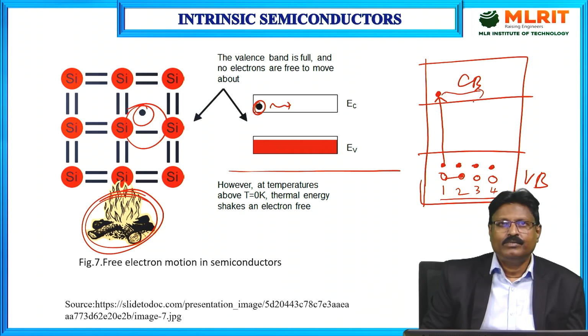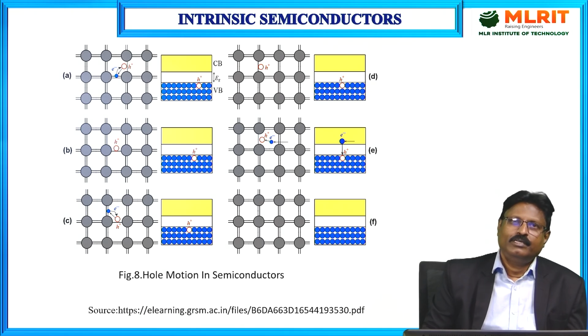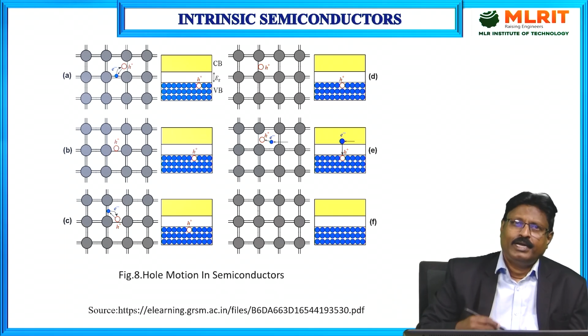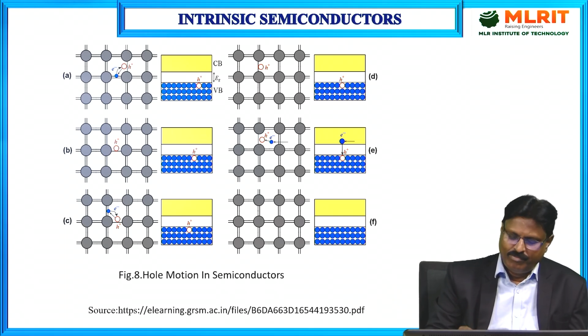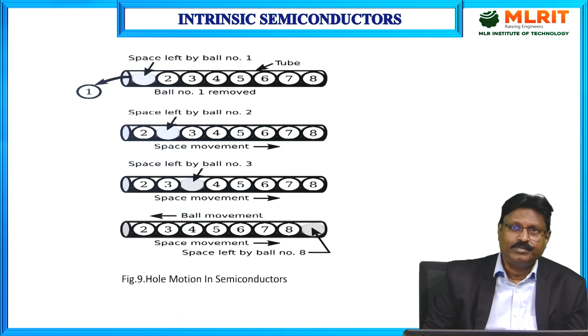So the total conductivity in the intrinsic semiconductor is by the movement of free electrons in the conduction band and by the movement of holes in the valence band. The contribution is made equally by both charge carriers: one is the free electron in the conduction band and the other is the hole in the valence band.